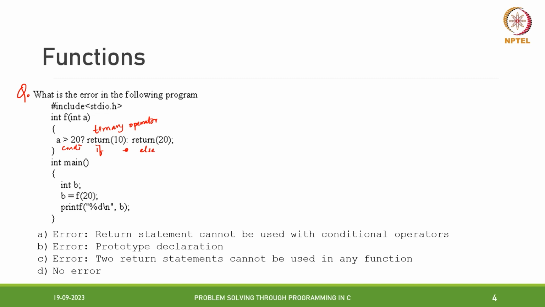Now in the main function, we declare an integer b. We set b equals f of 20, and then we print b. So we are passing a value of 20 to this function. If there is an error, what is the error? If not, what do you say?